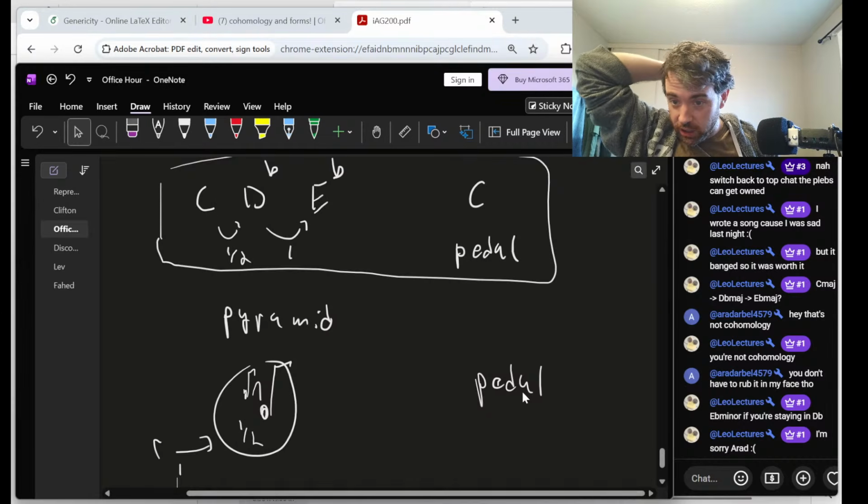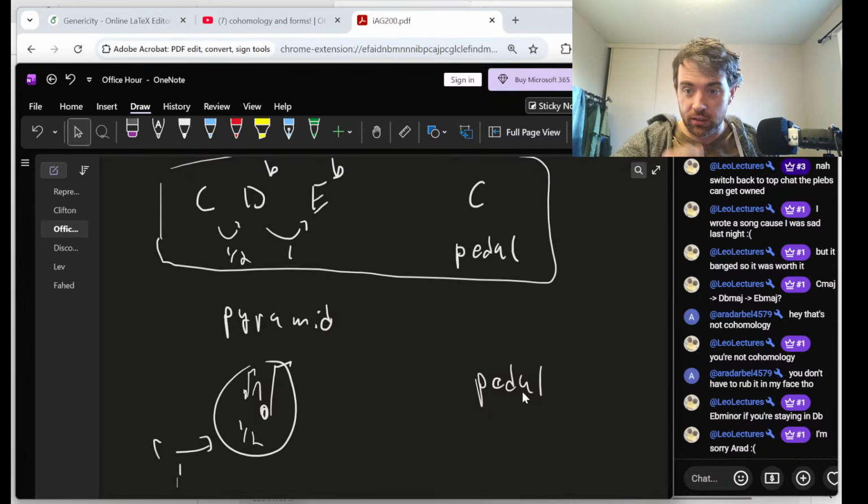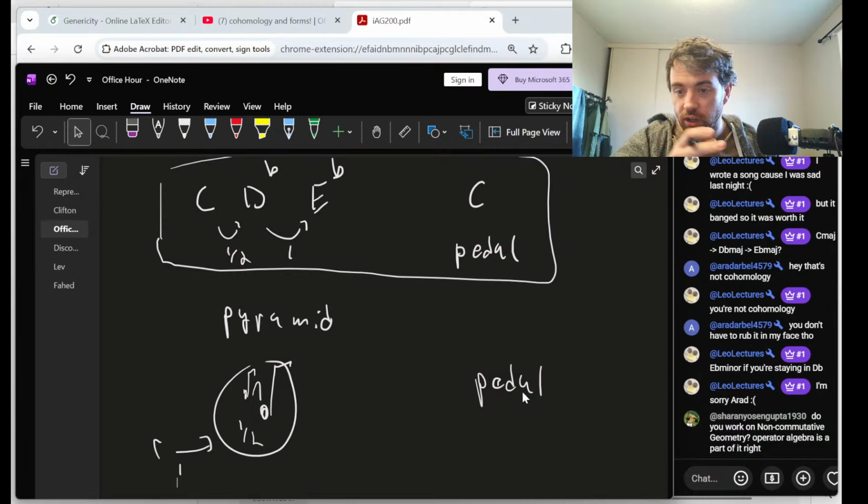E minor if you're staying in D flat. Well, you're not staying in. I don't think you're staying in D flat though. That's kind of the thing, it's sort of moving. It's more based on this overall movement.